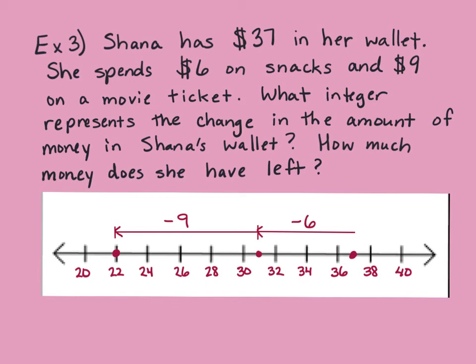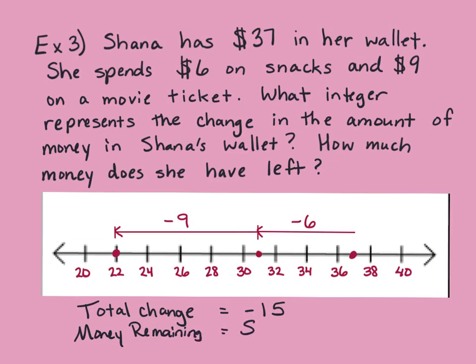So we've got 2 little questions to answer. What integer represents the change in the amount of money in Shana's wallet? Well, we look at the total. She went down $6 and then down $9 more. So the total change would be dropping 6 and then dropping 9, which is negative 15. She lost $15, or she spent that $15. And then how much money does she have left? So we're looking at the remaining money. Well, that's where we ended on the number line, $22.